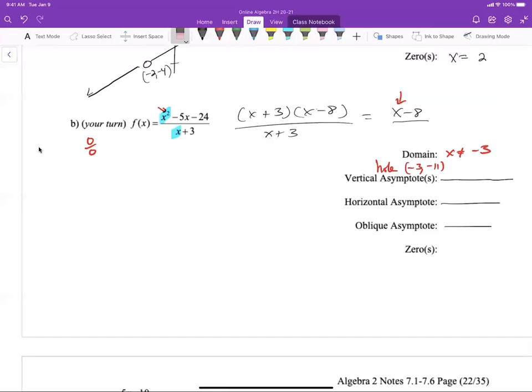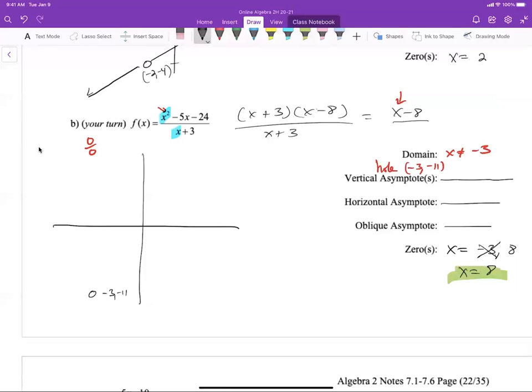All right, zeros. Are there any values of x that make my numerator 0 and that are in my domain? So you would think potentially, be careful, you might write -3 and +8, but -3 is not in my domain. So the only zero is located at x equals 8. So let's go ahead and graph this. I don't have a vertical asymptote. I don't have a horizontal asymptote or oblique asymptote, but I have a hole at -3, -11. So maybe that looks like right about there. And I have a 0 at x equals 8. So I'm going to cross the x-axis at 8, and it's essentially a line. And there we go.